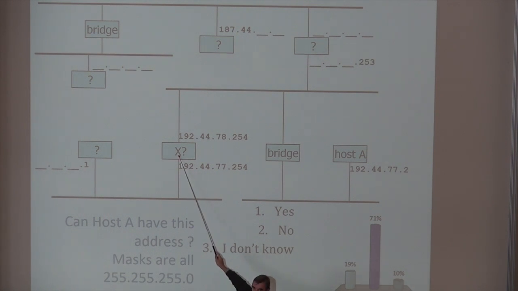What should X be, a bridge or a router? It should be a router. If we believe in the numbers that are given, X is interconnected to local areas that have different subnets. So it cannot be a bridge. It should be a router.